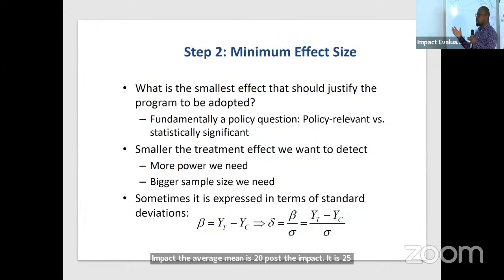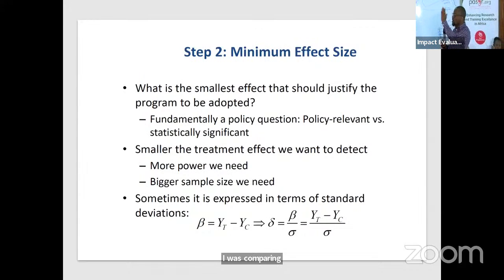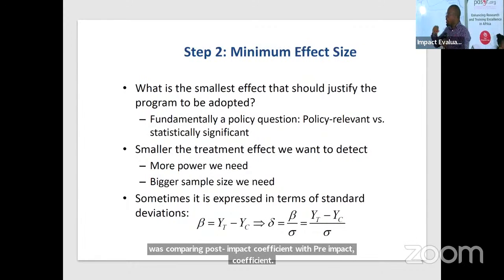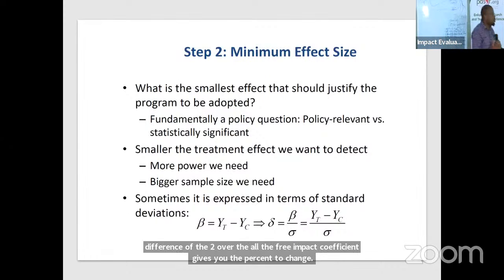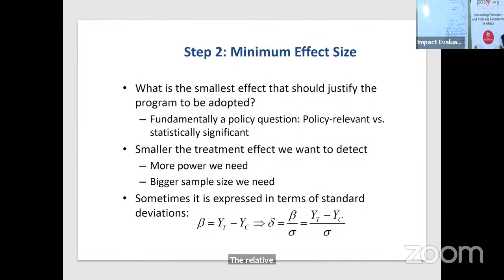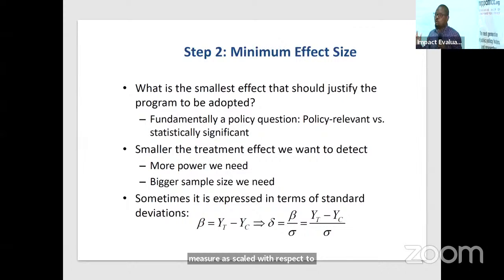So when we are reporting percentage change of the impact, remember when I was presenting my study on China, I was putting percentage terms, right? Precisely that's what I was doing. I was comparing post-impact coefficient with pre-impact coefficient. The difference of the two over the pre-impact coefficient gives you the percentage change, the relative measure. So here, we usually report relative measure as scaled with respect to what? Standard deviation. So it becomes more relative.